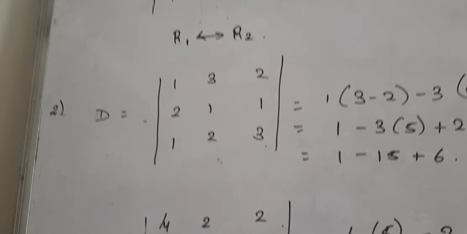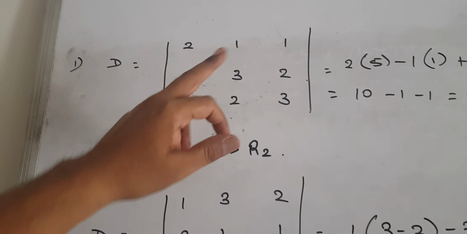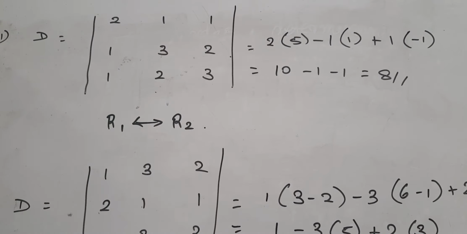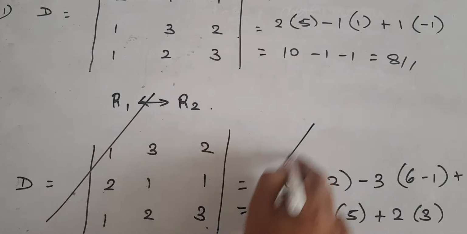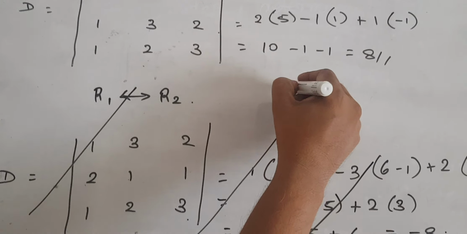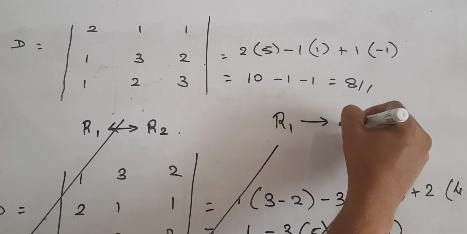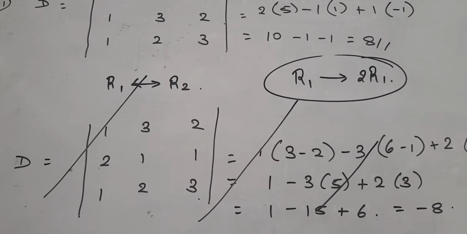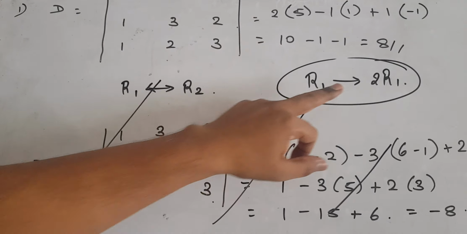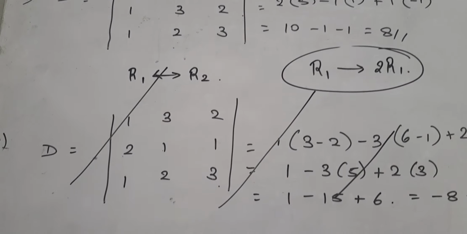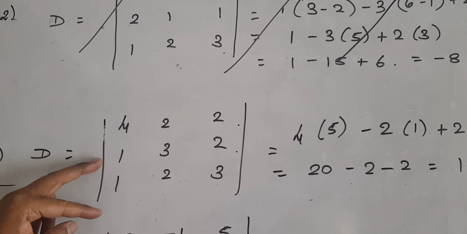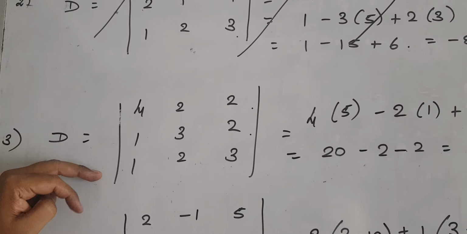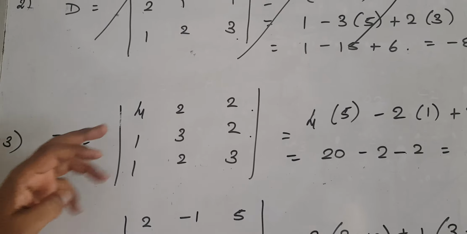फर्स्ट इज व्हाट? अगेन यू सी 2 1 1, 1 3 2, 1 2 3. चलो ये हो गया. अब इसमें फर्स्ट रो की जगह 2 R1 लिखा है. ये ऑपरेशन मैंने थर्ड सम में किया, तो क्या हुआ? फर्स्ट रो बिकम्स, you multiply with the 2, so it becomes 4 2 2. Remaining as it is 1 3 2 and 1 2 3. When you simplify, the answer will be 16. मतलब यहाँ आंसर था 8, यहाँ आंसर है 16.